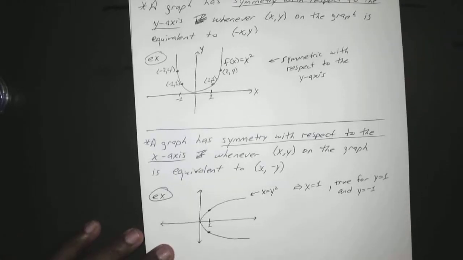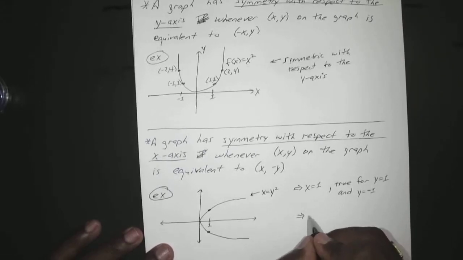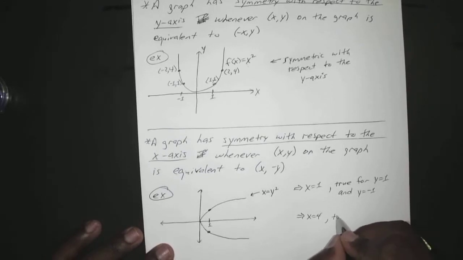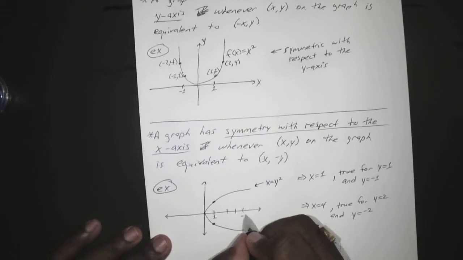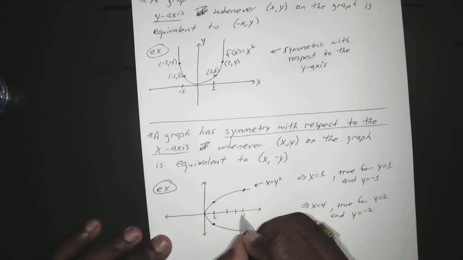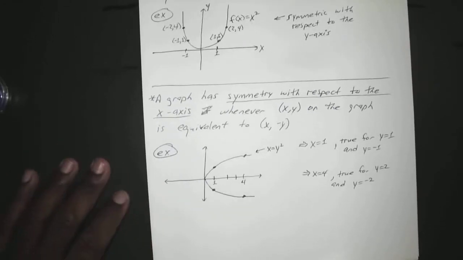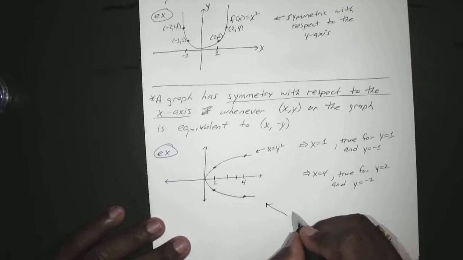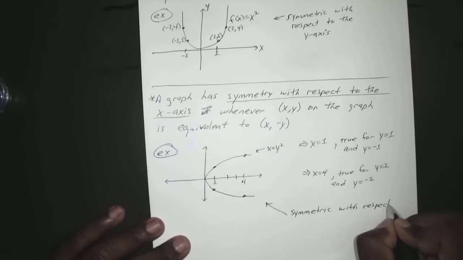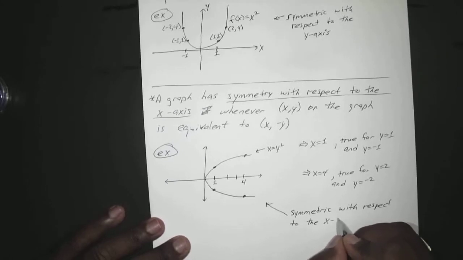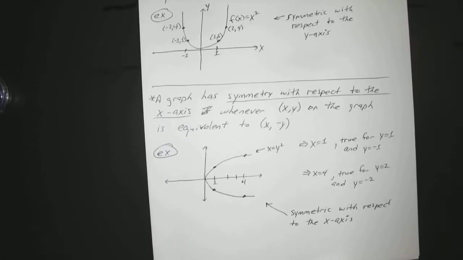Same thing with x equals 4. That's true for y equals 2 and y equals negative 2. So let's say 4 here, say 2 and negative 2, and it just keeps going like that. Okay, so this one is symmetric with respect to the x-axis. That make sense? All right.